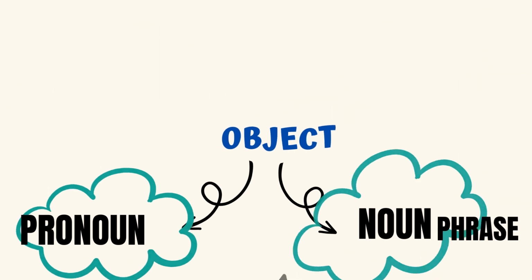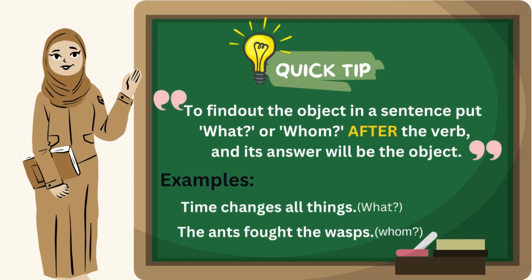Okay, how to identify that? There is this very basic tip, that you just have to ask the question of what and whom after the verb, and the answer will be the object. Okay, like आप sentence में जो आपका verb है, आप उसके लिए what और whom के जब questions करते हैं तो जो उसका answer है sentence में, that will be the object.